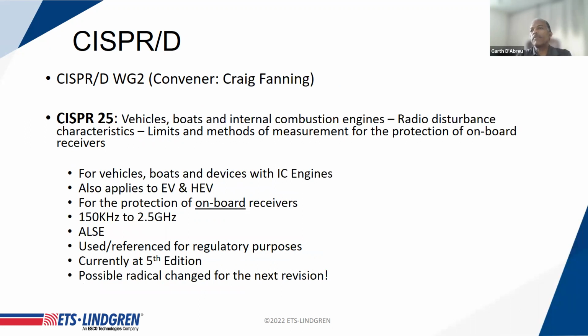I touched on CISPR 25 and the fact that this one is geared towards protecting the onboard receivers. Frequency range, 150 kilohertz to 2.5 gigahertz, extended up to 5.9 gigahertz. Currently at the 5th edition. And at the last meeting, there was a discussion about possibly breaking this document up into smaller pieces, mainly to make it more manageable, because it is becoming quite a large and involved document. With every revision, we have more and more amendments being suggested and introduced into the document. So there's a chance that the 6th edition of this document might see some fairly significant changes in the structure of the standard.